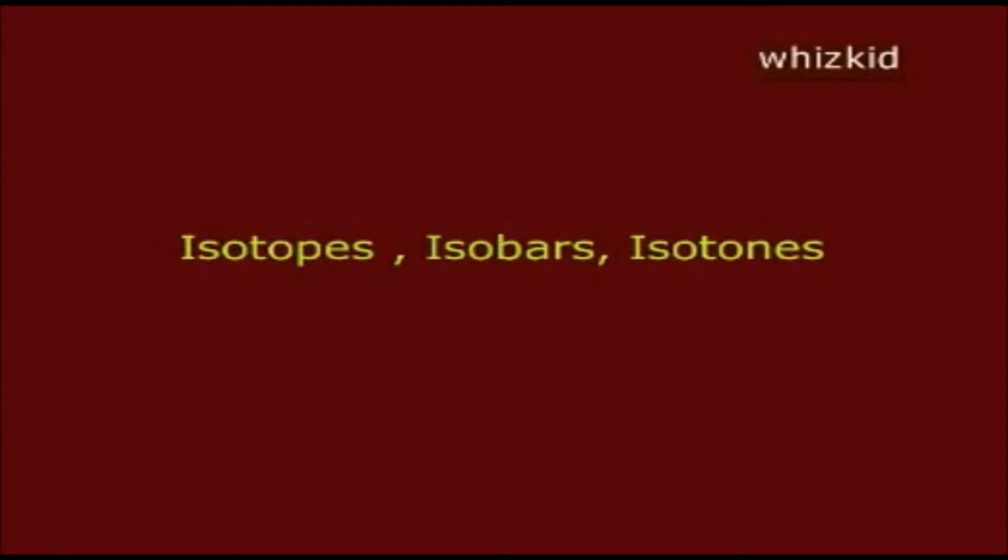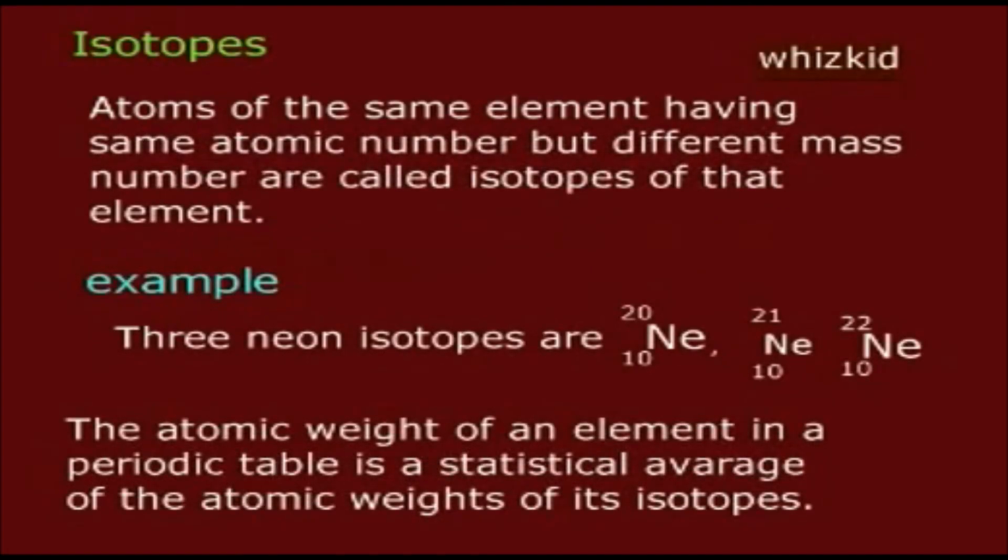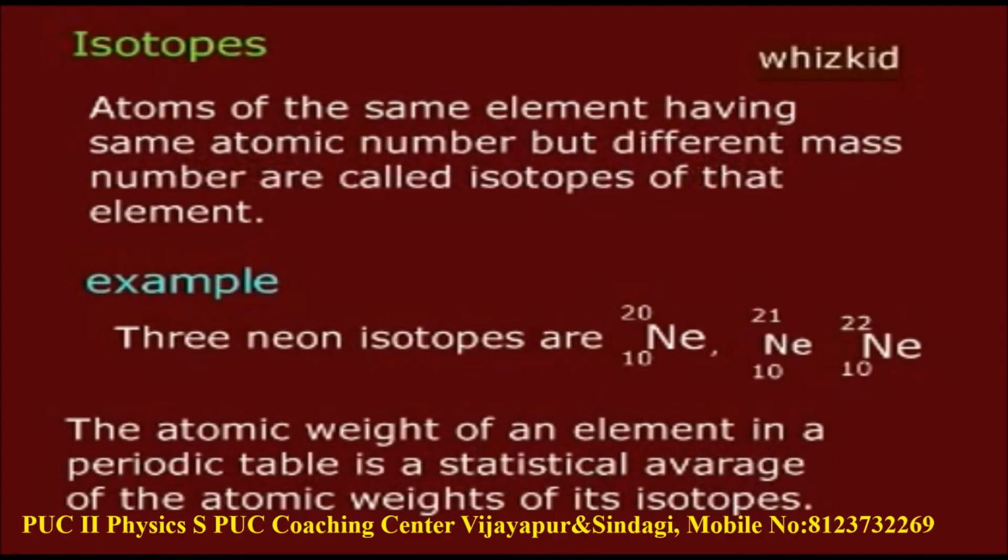Isotopes, isobars, and isotones. Isotopes. Atoms of the same element having the same atomic number but different mass numbers are called isotopes of that element. Example, 3 neon isotopes are neon-20, neon-21, neon-22. The atomic weight of an element in a periodic table is a statistical average of the atomic weights of its isotopes.